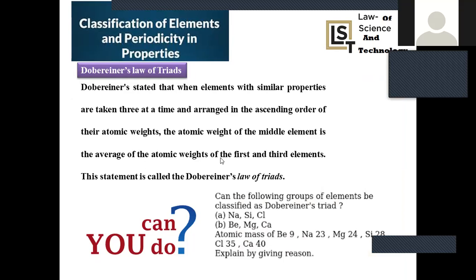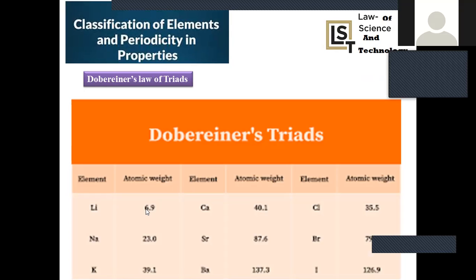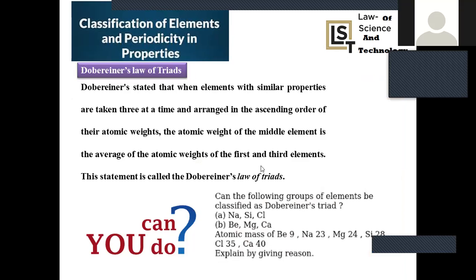The atomic weight of the middle element is the average of the atomic weights of the first and third elements. This is an important property given by the Dobereiner triad. For example, taking lithium as 7 and potassium as 39, 39 plus 7 is 46, divided by 2 gives 23. So the average of these two is the exact mean, the atomic weight of the central metal. For each and every triad this was applicable. The average of the first and third elements is the exact mean of the central metal. This is called Dobereiner's law of triads.